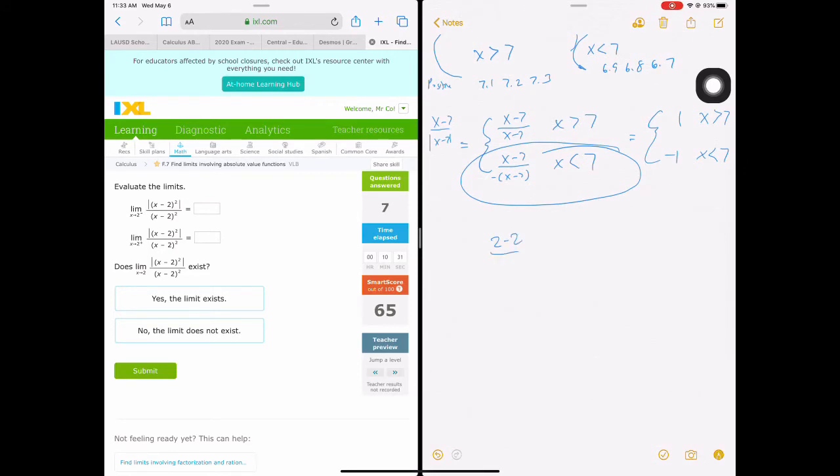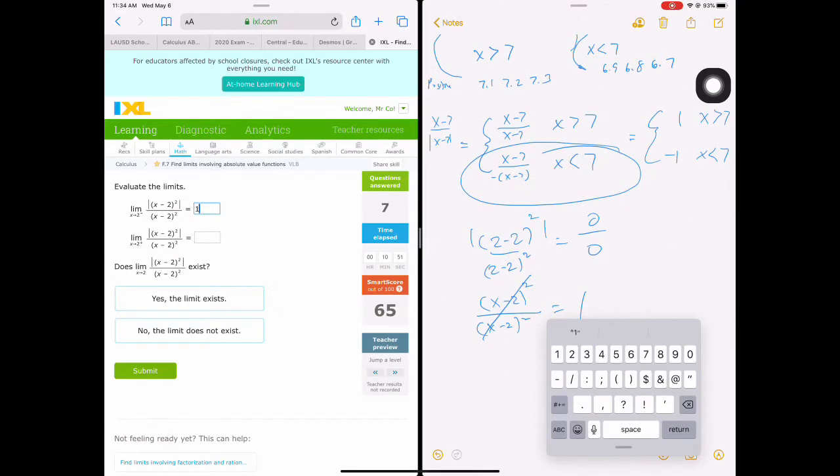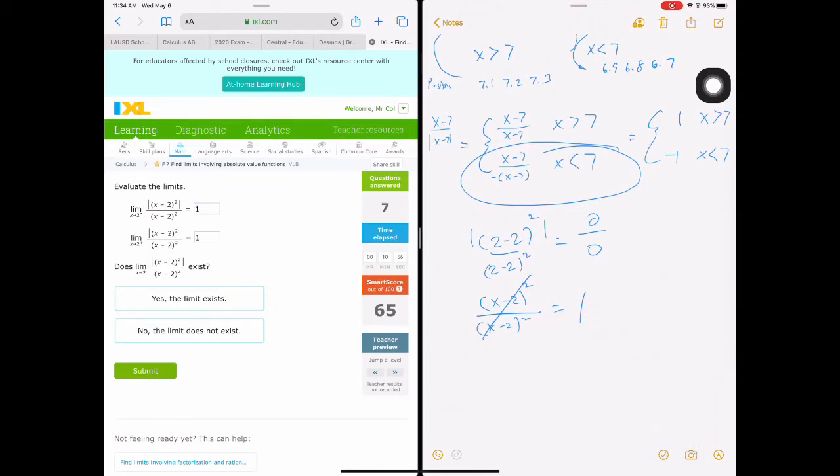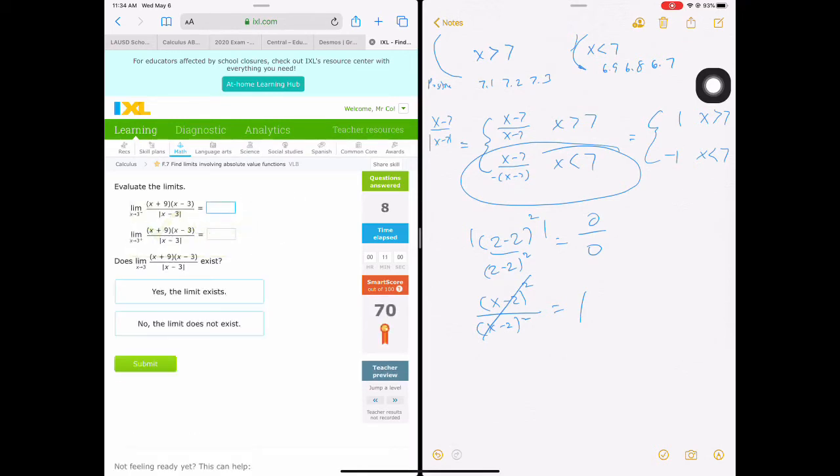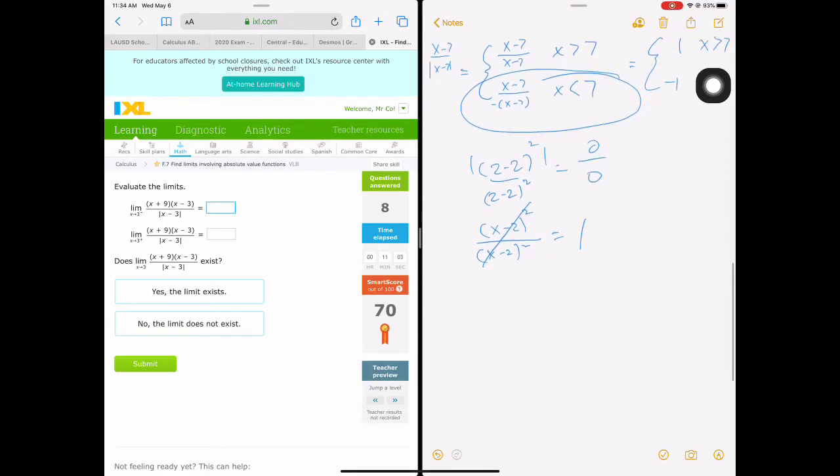So if we write it out, 2 minus 2 over 2 minus 2, that's going to be 0 over 0. And we know if we end up with 0 over 0, that's indeterminate again. So we can write it without the absolute value this time. And they divide out, and it becomes 1. So our value is going to be 1. And it'll be a 1 on top, and it'll be a 1 on bottom. Does the limit exist? Well, left and right side, they do look alike, right? So they do exist.